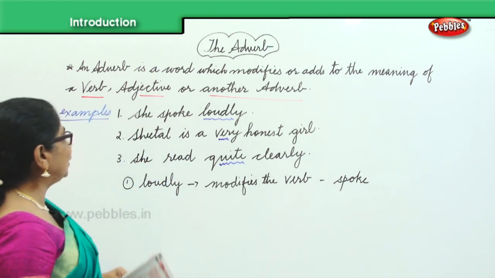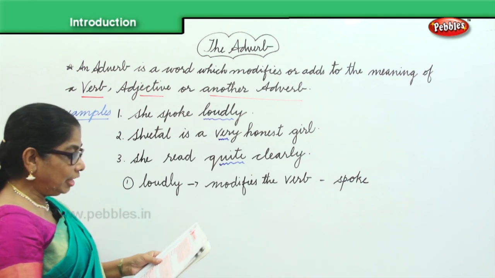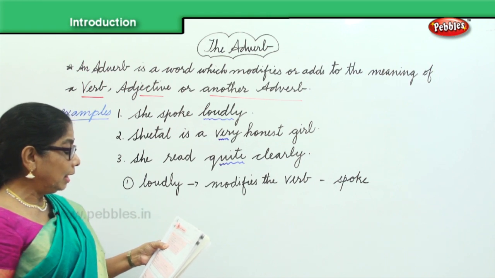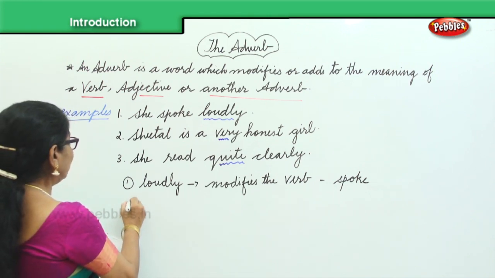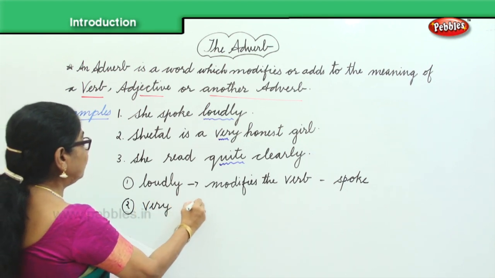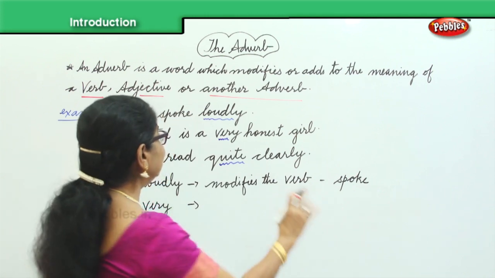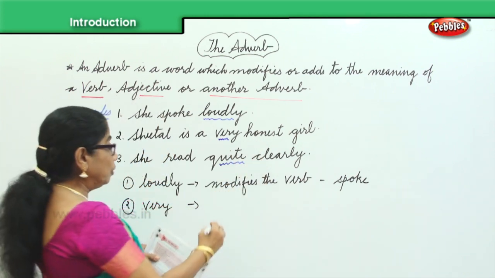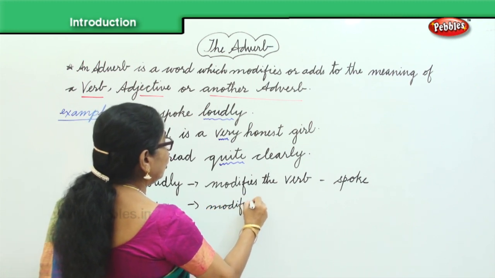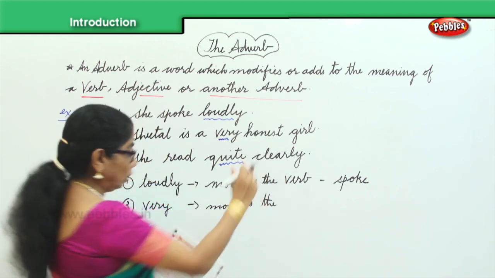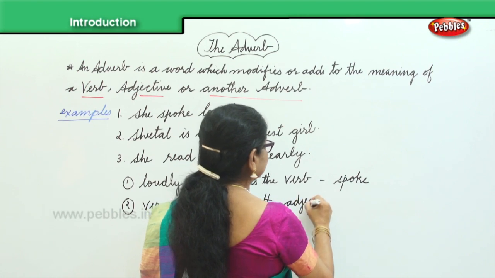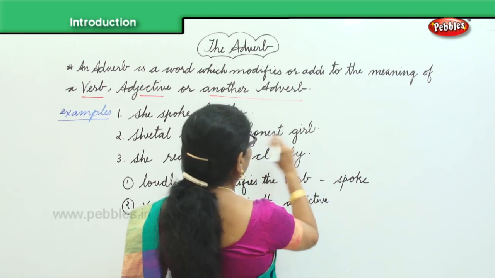And in the second sentence we have, Sheetal is a very honest girl. In the second one, the adverb is very. What does very do? The adverb very modifies the adjective honest. What is the adjective there? Honest.